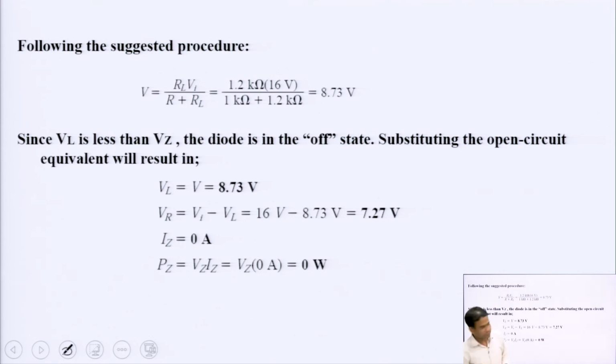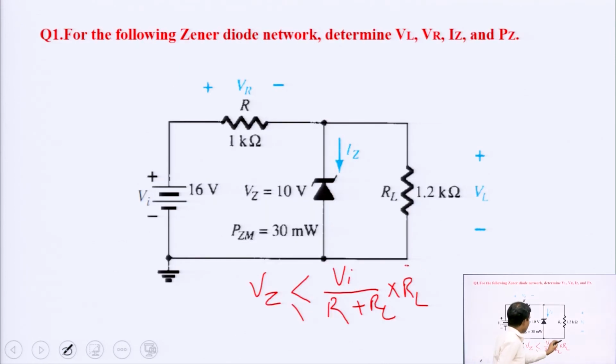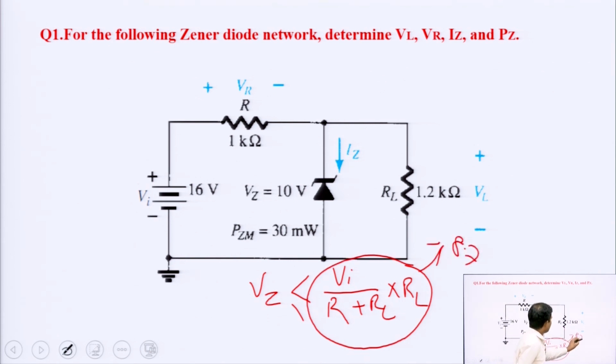So, here V is equal to 8.73 volt. This means this value will be 8.73 volt, and the Zener breakdown voltage is 10 volt. This means the Zener diode will never break down. Never breaking down means this will become open circuited. This means Iz will be 0.